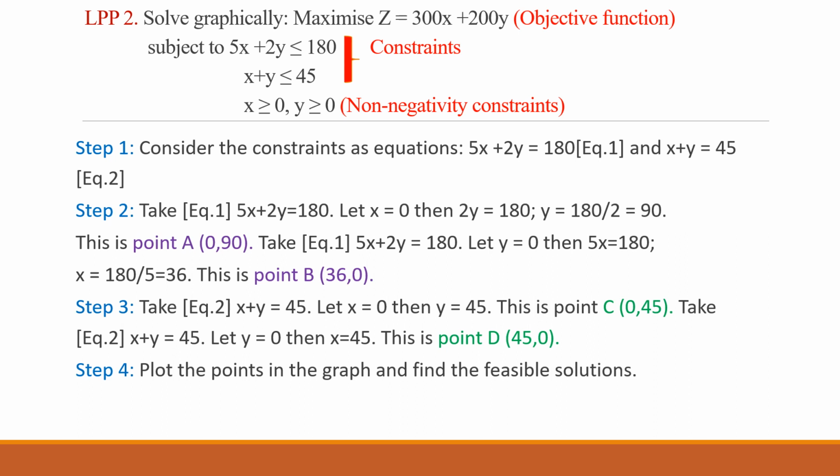Take the same equation 2. Let y equal to 0. Then we get x value as 45, and this point is point D, 45, 0. So let us plot all the 4 points A, B, C, D in the graph and find the feasible solutions.